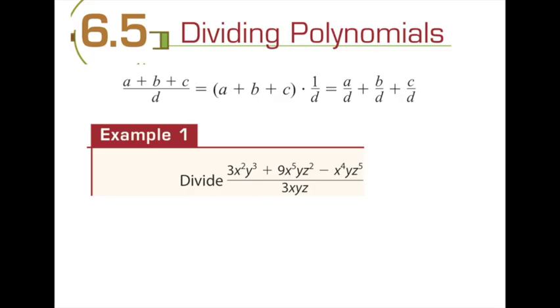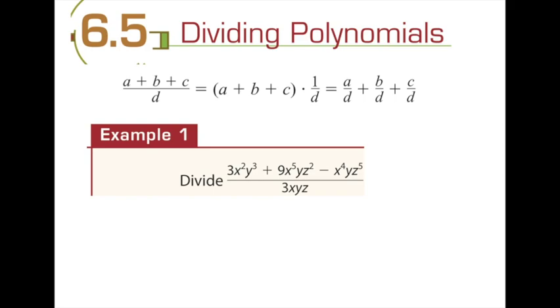Polynomials are really just any monomial, so any number and variable multiplied together, and then you take those and add them up, right? So a monomial is just one term, a binomial 2 terms, a trinomial 3 terms, and then you go polynomial from there with multiple terms.